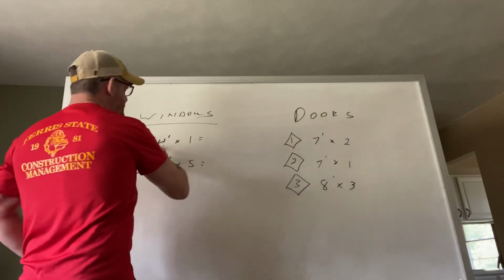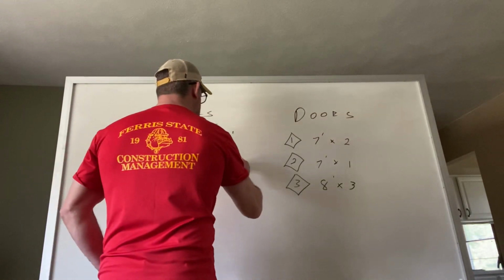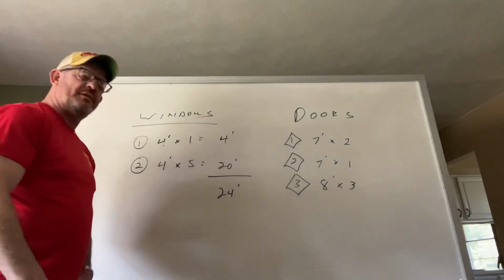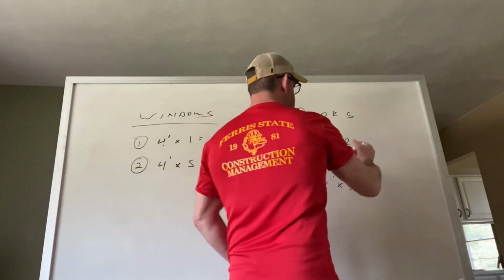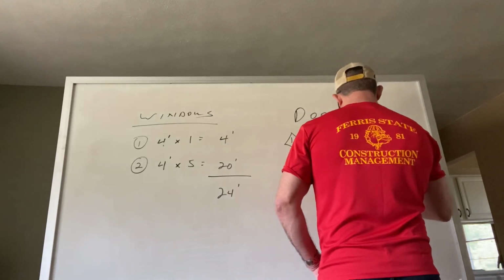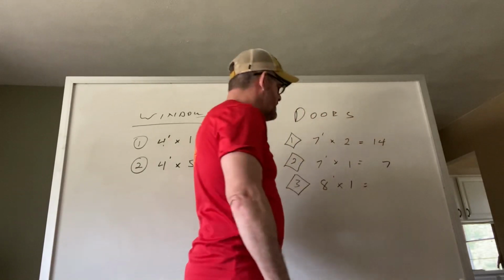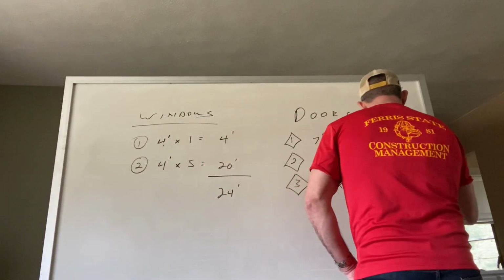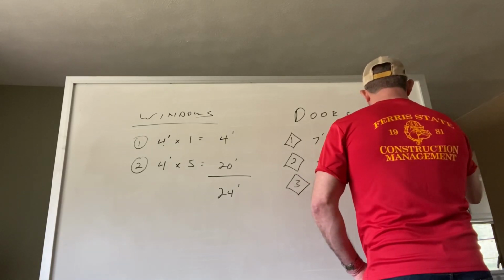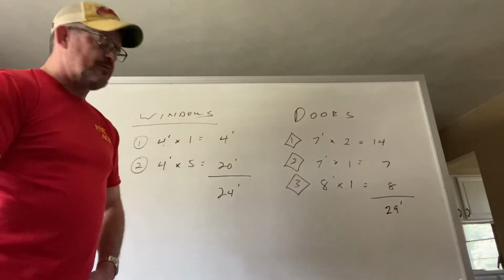So we go ahead and walk through that process. 4 times 1 equals 4 foot. 4 times 5 equals 20 foot. So that means for my windows, I have a total of 24 foot worth of height. For my doors, 7 times 2 equals 14. 7 times 1 equals 7. 8 times 1, sorry, we've got only one of those doors. So 8 times 1 equals 8. I add that up. 14 plus 8 would be 22, plus 7 would be 29. So I have a total of 29 feet for my doors.